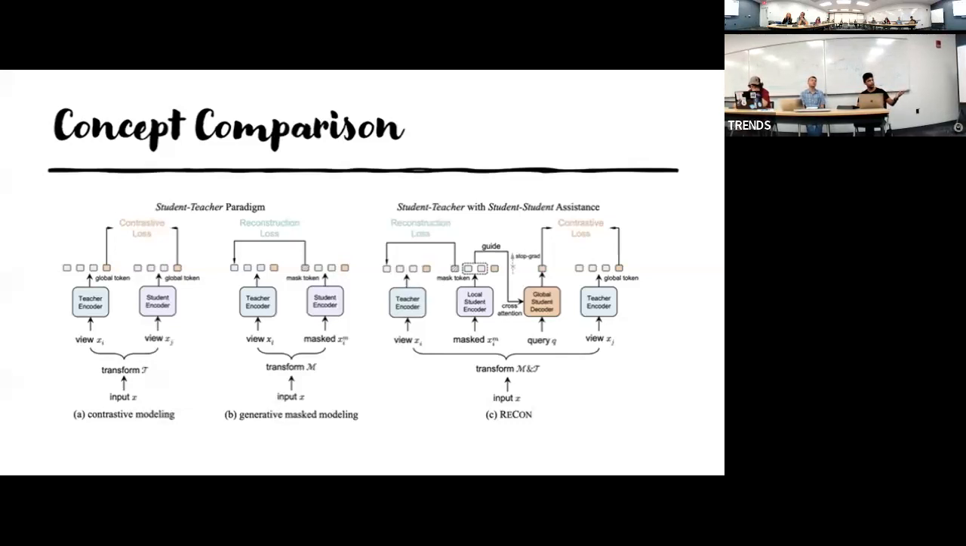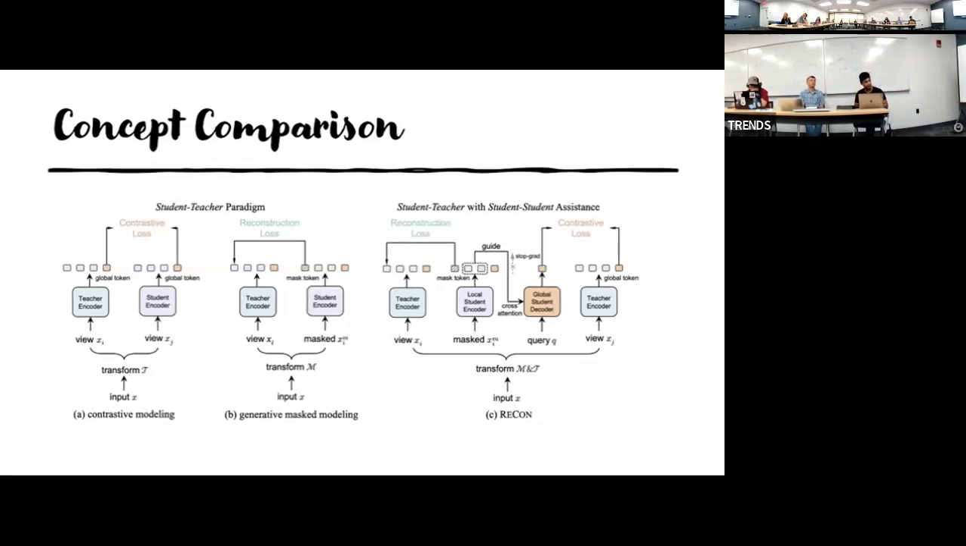So on the left side, with the teacher encoder and the student encoder, if you have a global token, you will have a contrastive loss, and then you can check which images are similar and which are dissimilar. For generative masked modeling, you have one input, you transform it into two views, and then you perform the reconstruction loss to check whether your student is actually learning from what your teacher already has. So that's just like what you have in generative models and contrastive models.